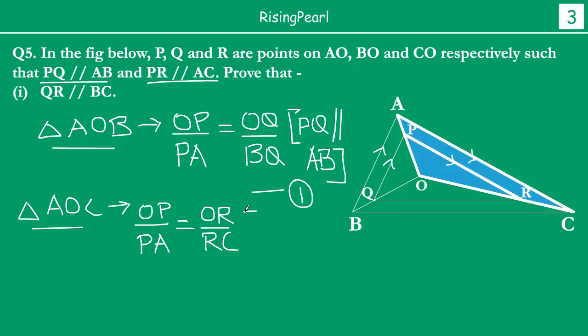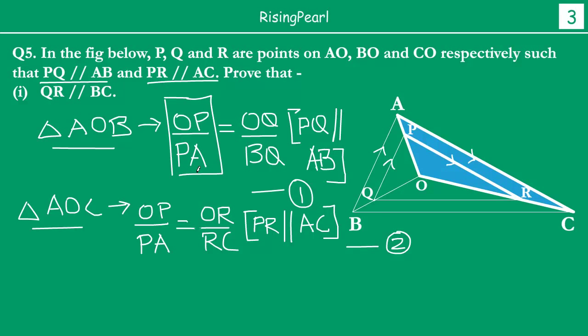Why? Again, a very similar reason. PR is parallel to AC. This is given to us. So from the theorem we can say that these two ratios are the same. Let's call this condition number 2. So if you look at condition 1 and condition 2, you will notice that this ratio is common.